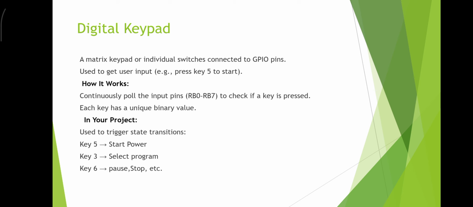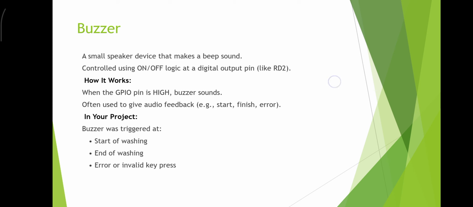In our project, we used a keypad to trigger some of the transitions, like key 5 to start power on, key 3 to select a program, and key 6 to pause or stop the program.